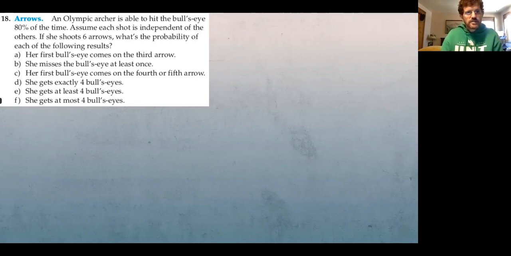If she shoots 6 arrows, what's the probability of each of the following results? We're only going to look at B, D, E, and F. We're going to skip A and C for right now. We'll come back to those. So the probability that she misses the bullseye at least once. Well, I'll just ask, what do you think we need to do for that question?